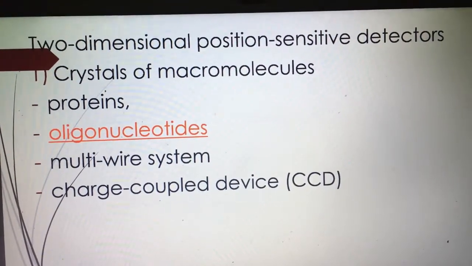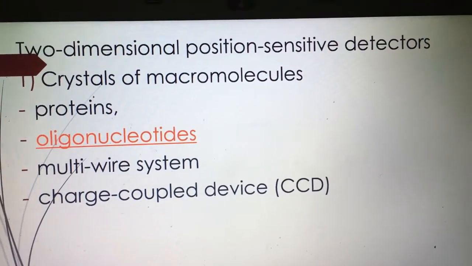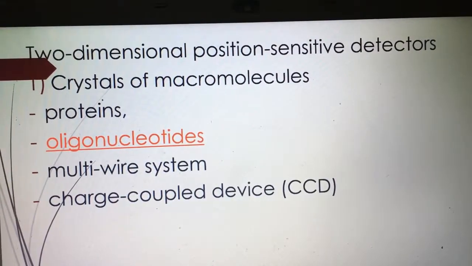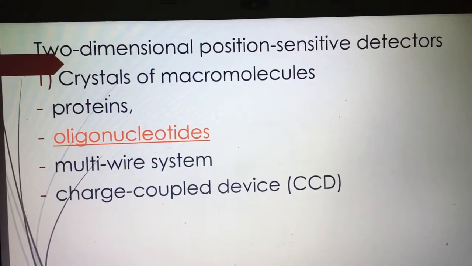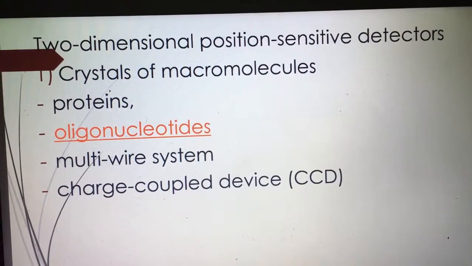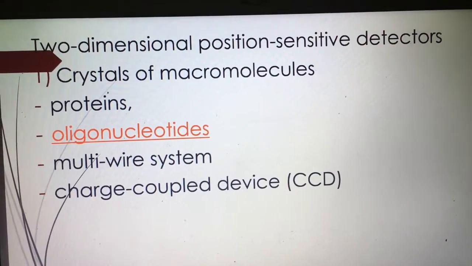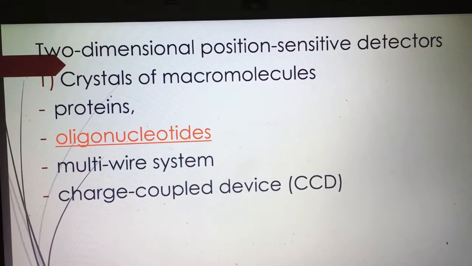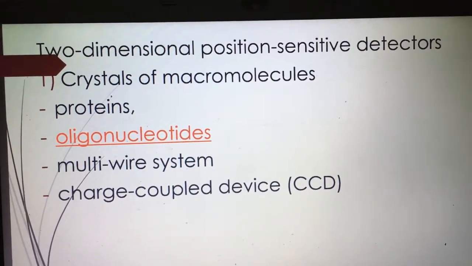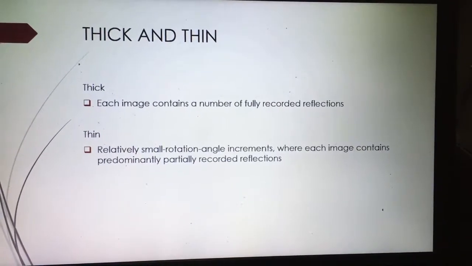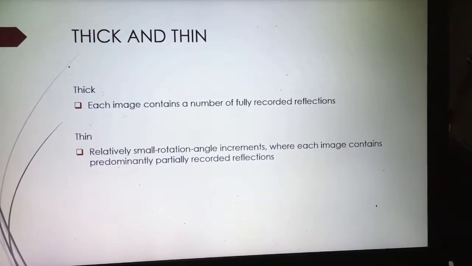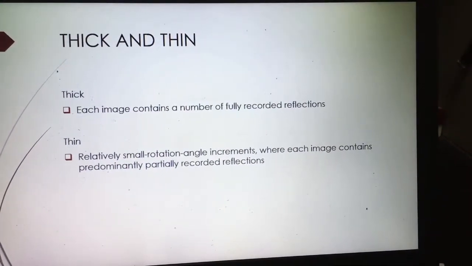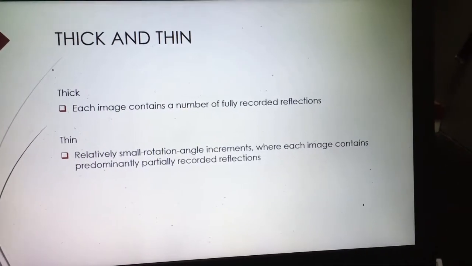With all these detectors, the crystal centered in the X-ray beam is rotated or oscillated around a single axis through a small angle of 0.1 to 2.0 degrees, while counts from diffracted photons are accumulated for a specific time. Thick and thin. Those data sets consisting of relatively large rotation angle increments, where each image contains a number of fully recorded reflections, will be called thick.